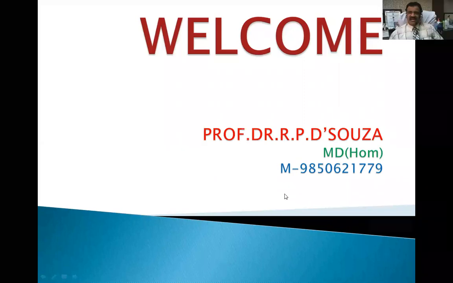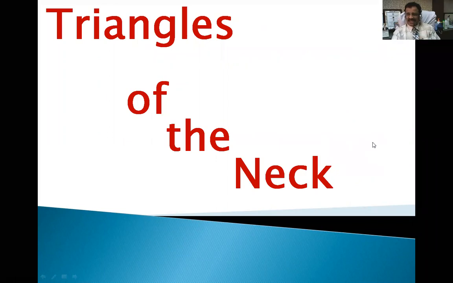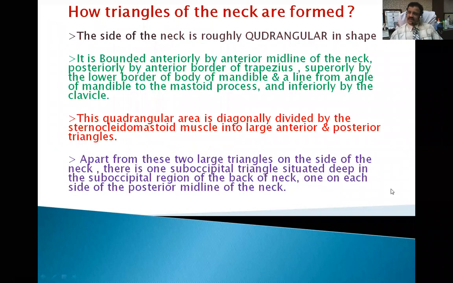And today we have chosen a topic on the demand from the students, and that is the study of triangles of neck. Actually, we have covered the full portion on anatomy syllabus of both paper 1 and paper 2, but some students wanted to have a revision on the triangles of neck. So that is why I have chosen this topic, and I welcome you all for this webinar.